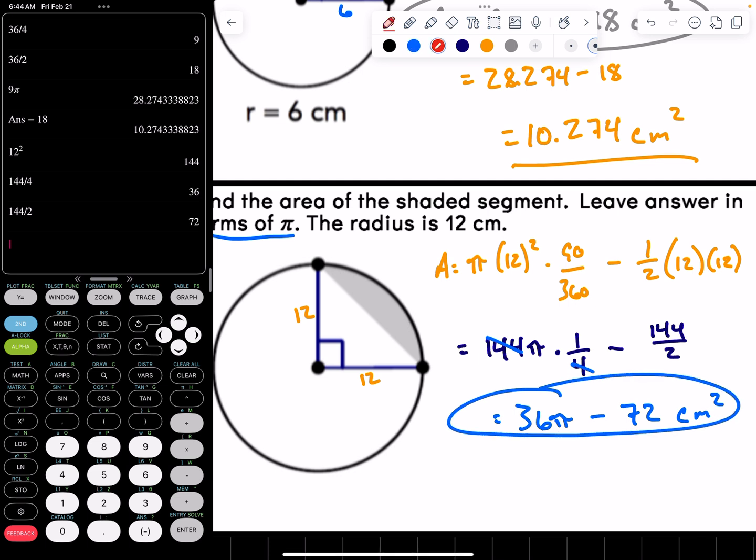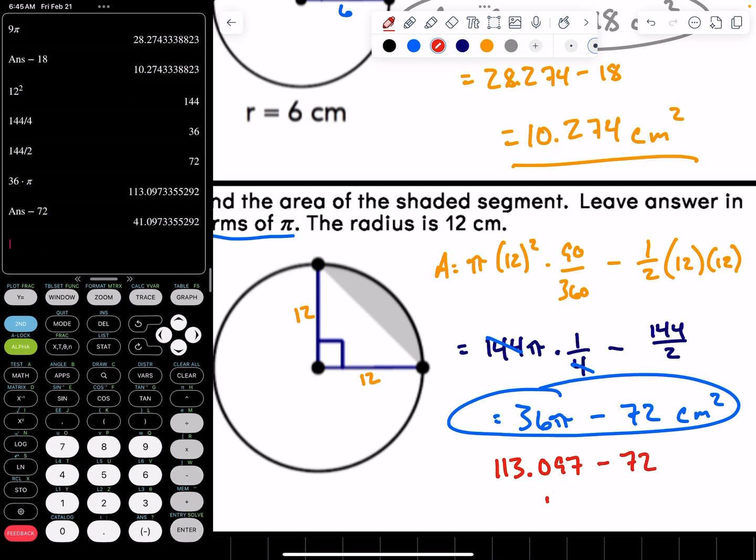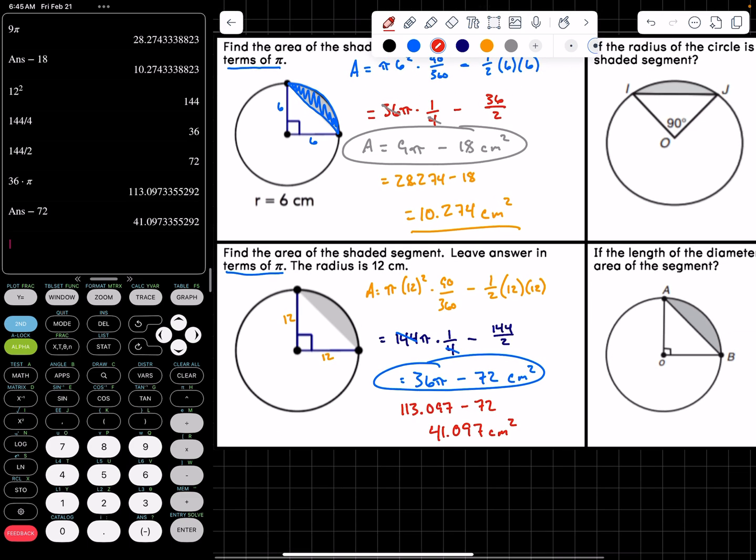However, we will work it down. 36 times pi is 113.097 minus 72 would give us 41.097 centimeters squared. Both of those would be acceptable, but make sure you know: do I need to leave my answer in terms of pi or not?